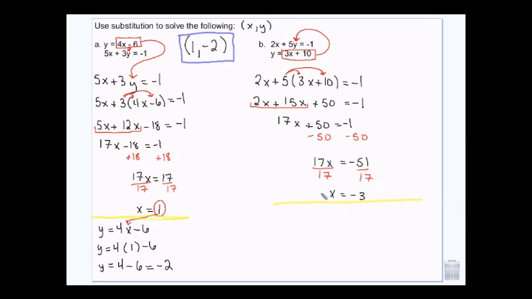So now I have the x, and I'm going to take that y, plug the x in. So y equals 3 times negative 3 plus 10. So that's negative 9 plus 10. So y equals 1. So my answer is going to be -3, 1.